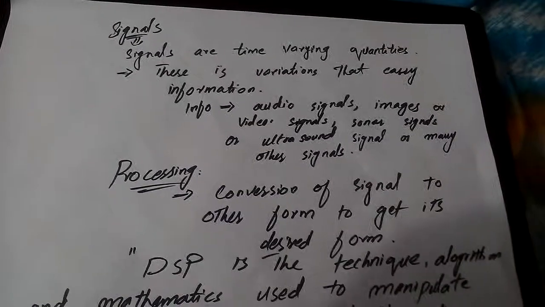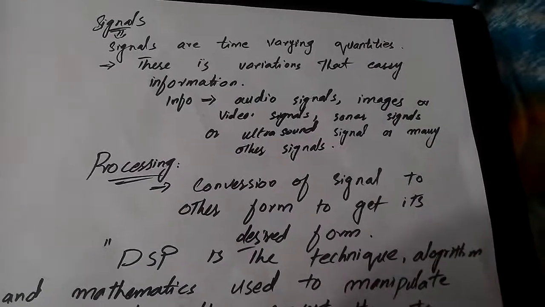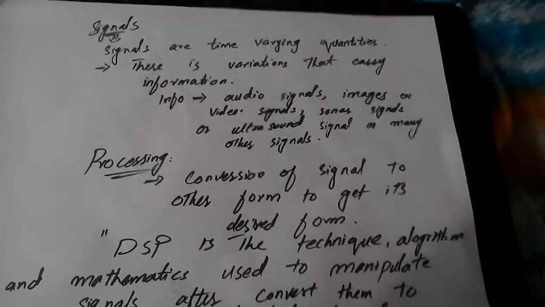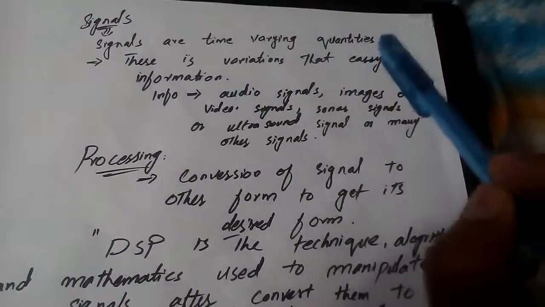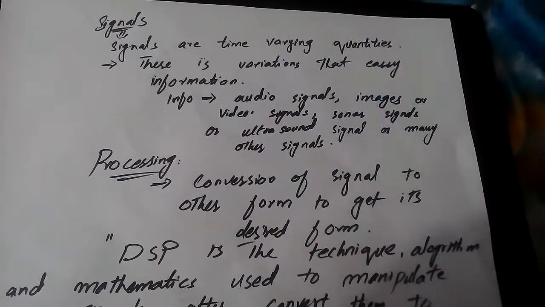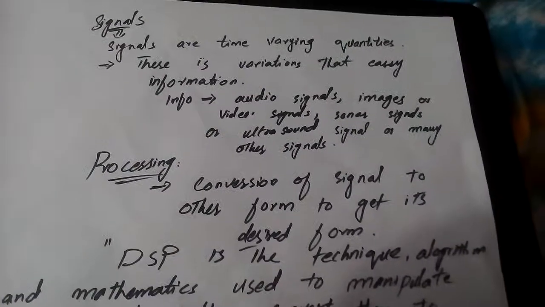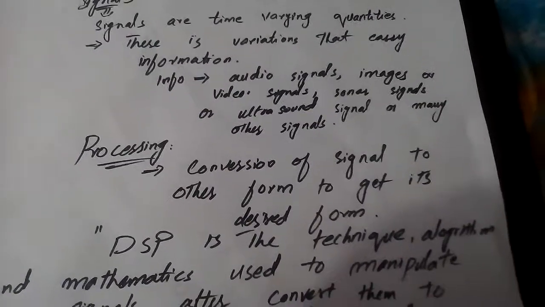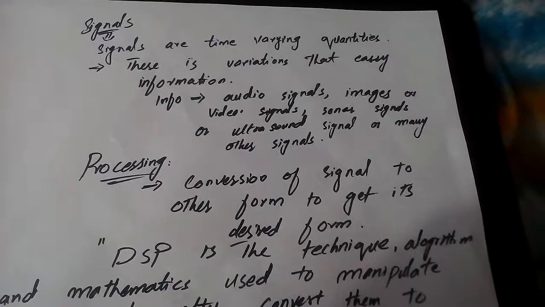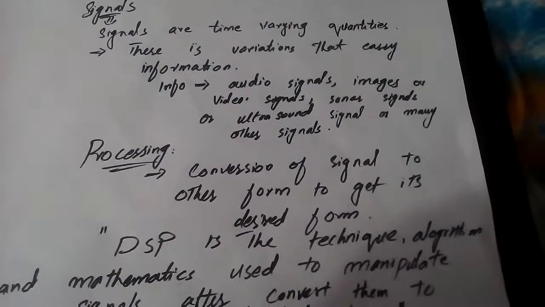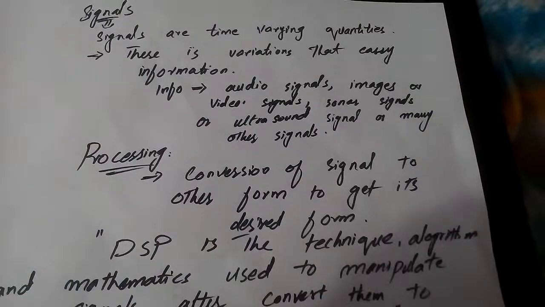Now coming to the basic parts of digital signal processing. First of all, what are signals? Signals are time-varying quantities which carry information in the form of zeros and ones. There are many examples of signals, like audio signals. My voice is also a signal. There are images, videos, sonar and ultrasound signals, and many other kinds of signals. Signals are basically variations.